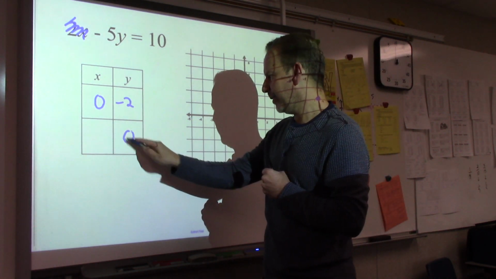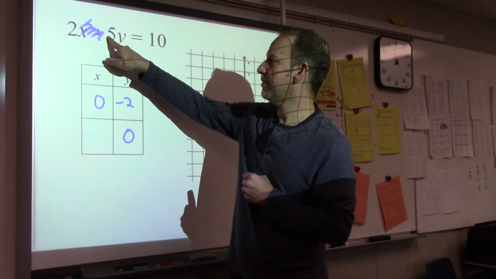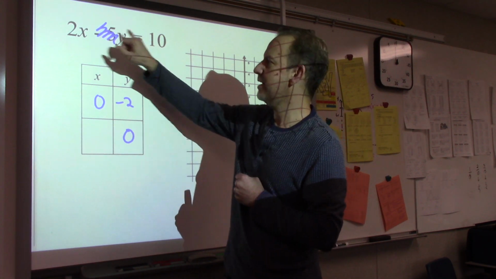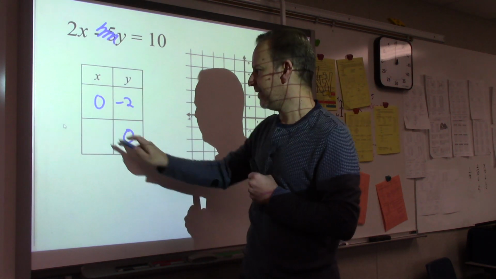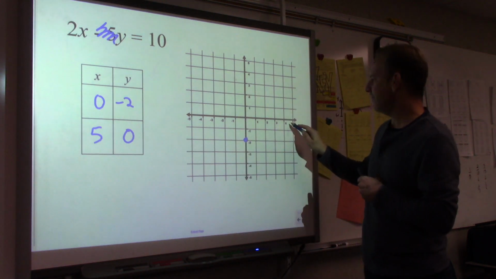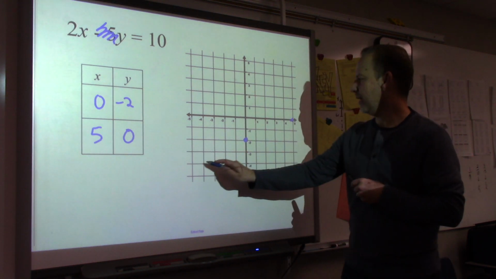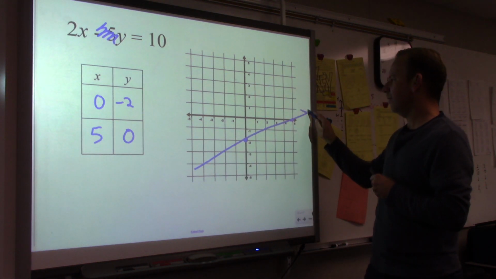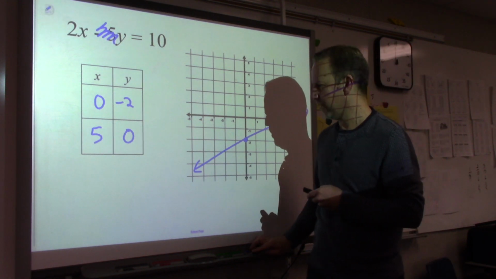Next, I'm going to put a 0 in here, which effectively covers this whole thing up, and I get 10 divided by 2, which is 5. So I put a dot at 5, 0, which is right there, and I get this sort of happy thing going on. And there's my graph.